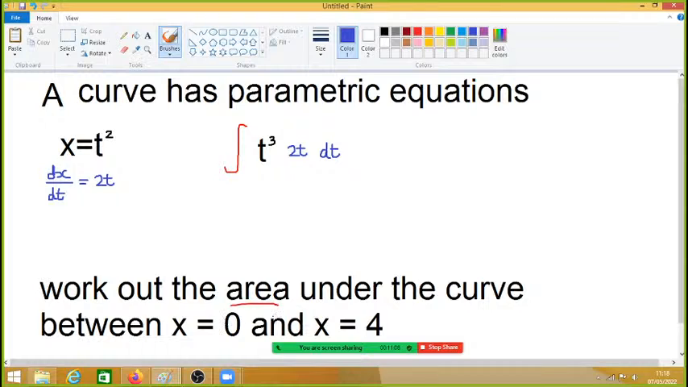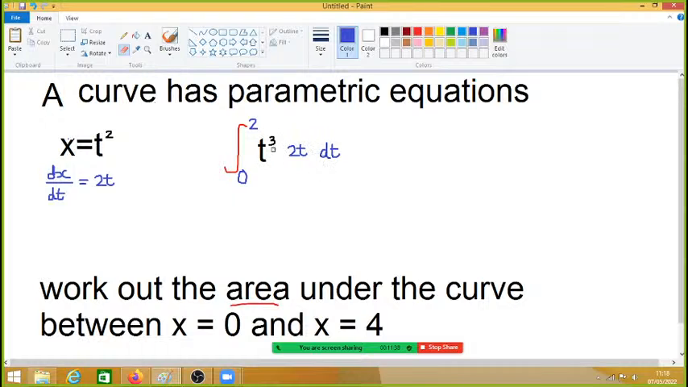So the 0 and the 4 would have worked for x, but now we need to put them in terms of t. So just do a little bit of calculation. Just think, if x is 0, then what does my t need to be? Well, 0. And then try the other limit. So you've got x is 4. What does my t need to be? Here, t could be plus or minus 2. I'm just going to go with the positive 2. Sometimes you might have to do both. Okay, and that's ready to go.